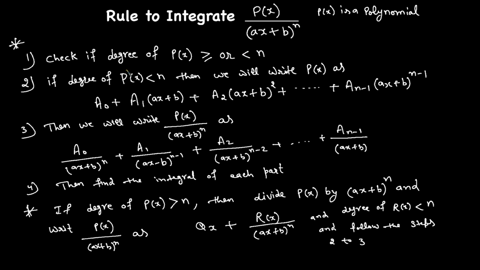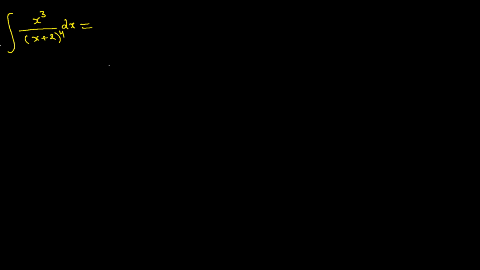Okay, so the rule is, the first step is we're gonna look at the polynomial and see if the degree of the polynomial is greater than or less than this n. If the degree of the polynomial is less than n, then we're gonna rewrite this polynomial in terms of ax plus b, which is our denominator, and we can do that easily. With some practice you'll be able to do that easily. I'm gonna go over a couple of examples too, just to show you how we can do that.